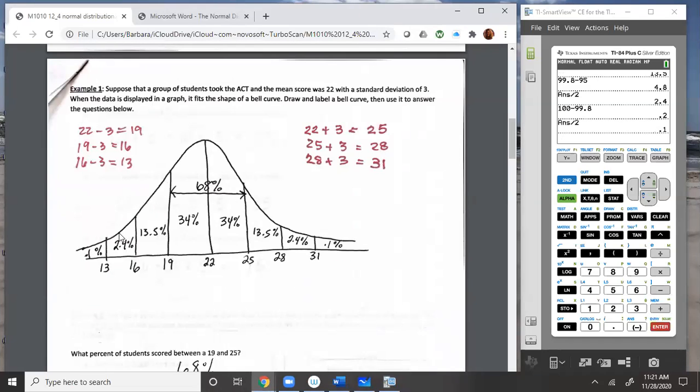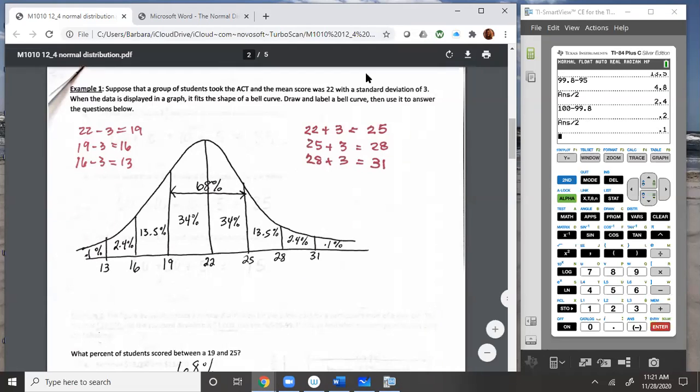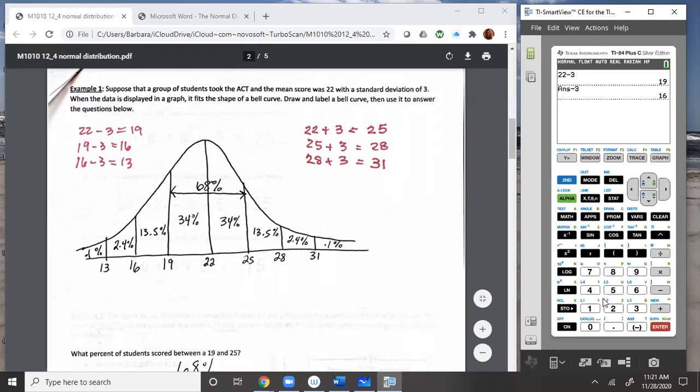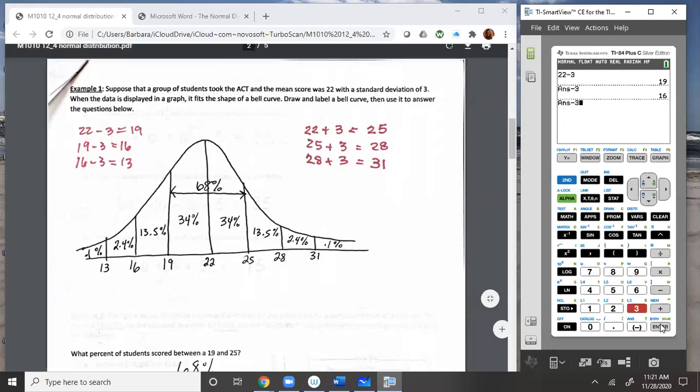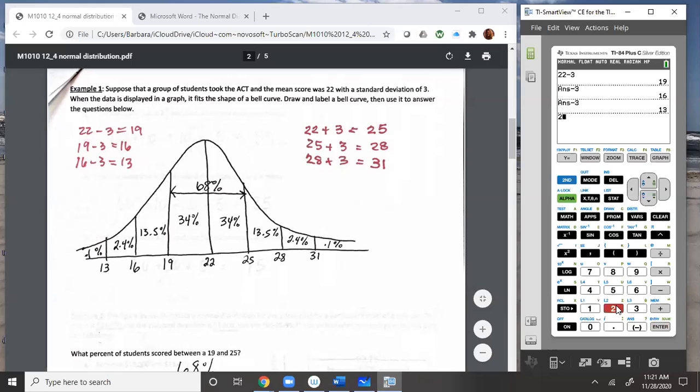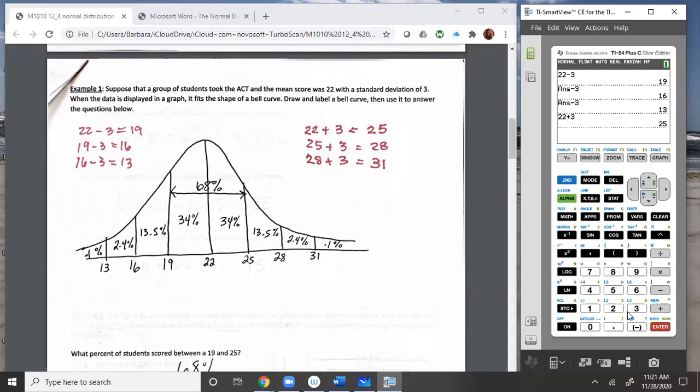All right, so all we need to do now is fill in the scores. The mean is 22. Since the standard deviation is 3, what we do is, I'll start over here. So we have 22, subtract 3, and we get 19. Subtract 3 again, and we get 16. Subtract 3, and we get 13. Now we'll go to the right. 22 plus 3 is 25. Add 3 again, and we get 28. Add 3, and we get 31.